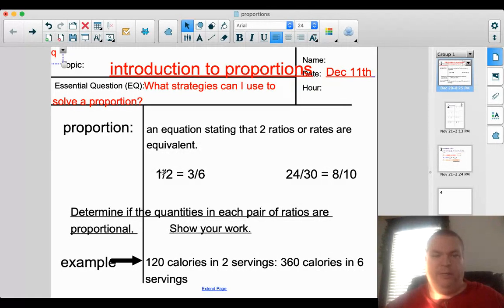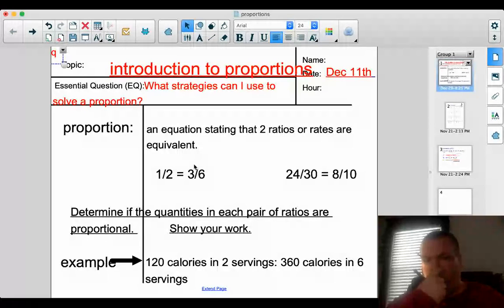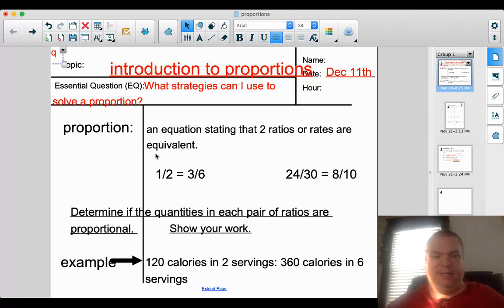So, here we have a ratio 1 to 2. Here we have a ratio 3 to 6. Each of those individually is a ratio. A proportion is a statement that says they're equal. So 1/2 equals 3/6 is a proportion. Similarly, 24 to 30 equals 8 to 10 is a proportion. In order to be a proportion, it has to have two ratios with an equal sign between them.